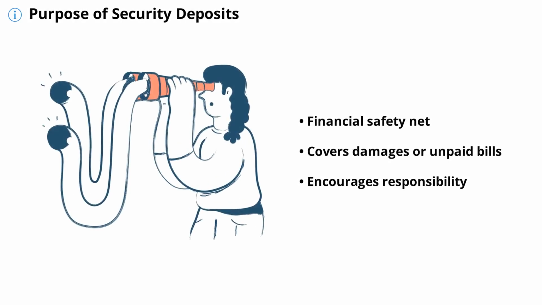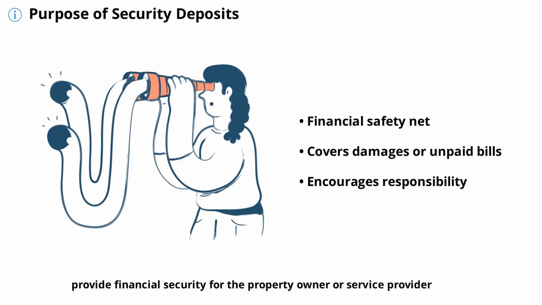The main purpose of a security deposit is to provide financial security for the property owner or service provider. It acts as a safety net in case the tenant or customer fails to meet their obligations. For example, if a tenant leaves an apartment with unpaid rent or damages, the landlord can use the deposit to cover those expenses. This system encourages responsible behavior and helps ensure that agreements are honored. It's a common practice that benefits both parties by setting clear expectations from the start.